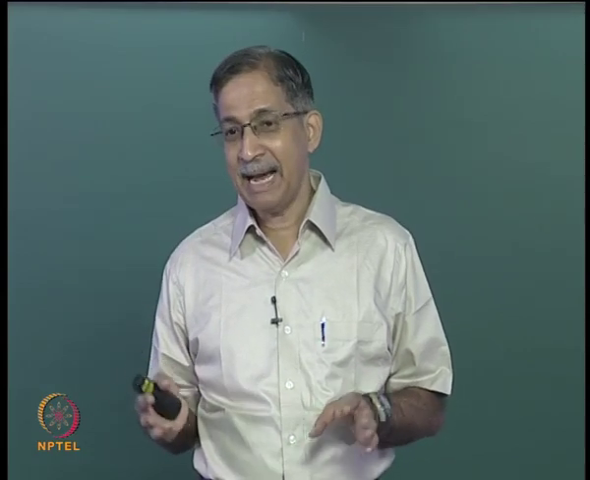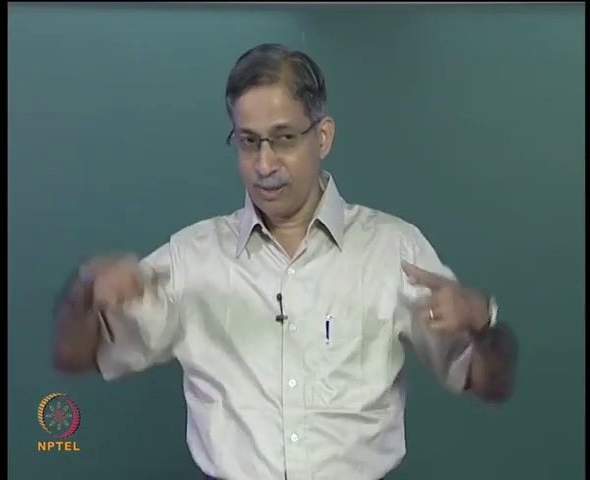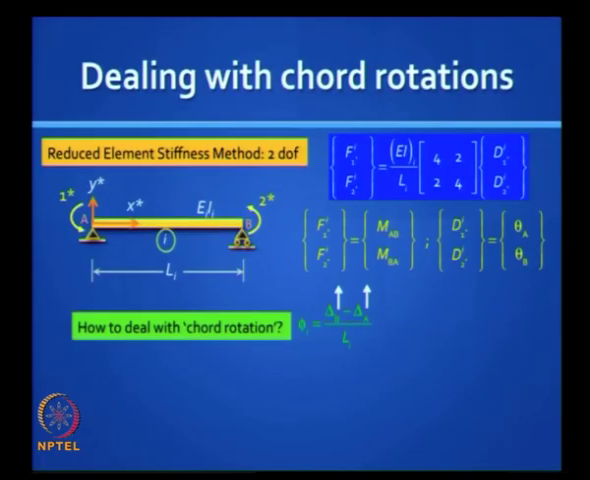We say that anti-clockwise chord rotation is positive, and vertical deflection upward is positive, not downward. So dB minus dA both acting upward. If dB is more than dA, you will have an anti-clockwise rotation and phi will be positive. Is it clear? How do you deal with this? What happens in a beam when you have an anti-clockwise chord rotation? You get clockwise end moments. So how can we take advantage of this?